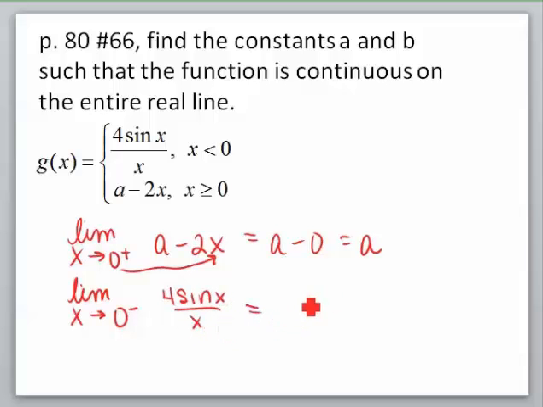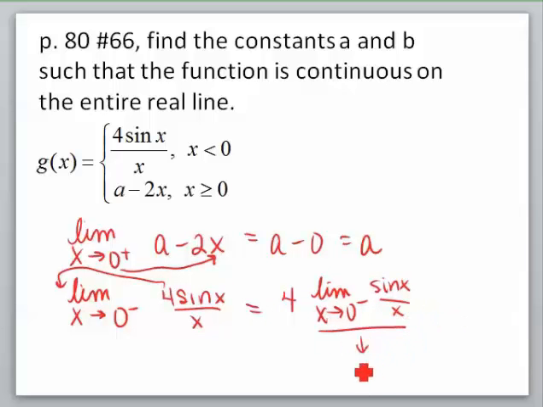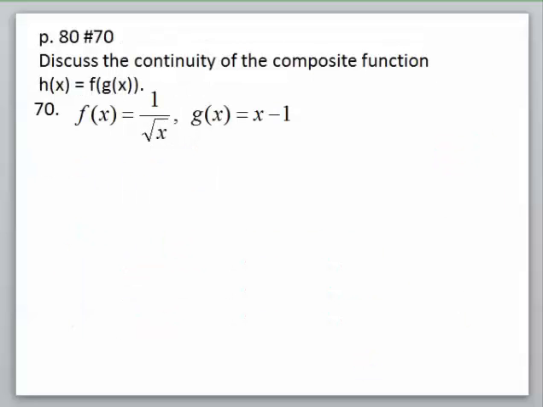What I end up getting is bringing this 4 out front. So I've got 4 times the limit as x approaches 0 from the left of sine x over x. And if you remember, we're supposed to memorize this to be 1. So we have 4 times 1, which is 4. So that means we would want a to be equal to 4 for this piecewise function to be continuous on the entire real line.